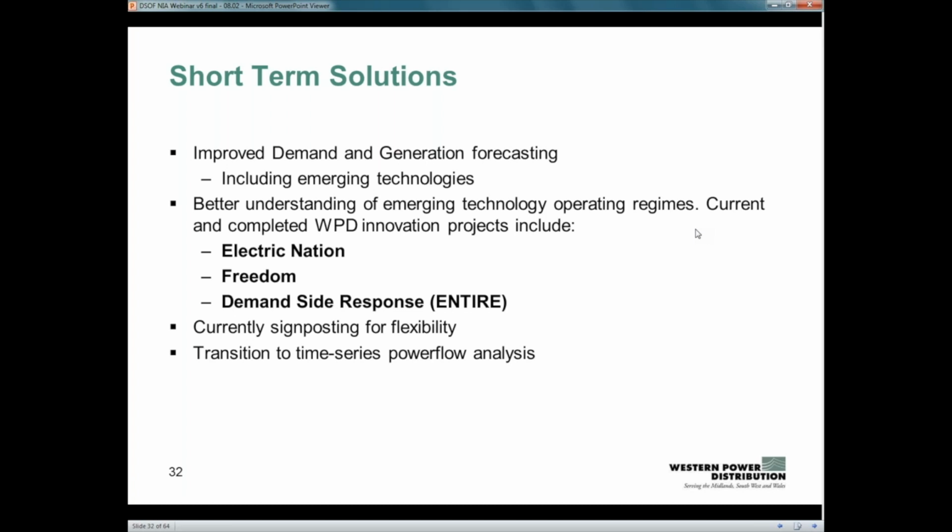So we've got a few projects that we're currently running, like Electric Nation, which has 600 participants looking at domestic profiles of chargers with 7 kilowatt chargers, and we're getting a lot of information out of that, which we're going to look to feed into our analysis. Freedom, as I mentioned earlier, is looking at, or has looked at, hybrid heat pumps and how they can transition the energy requirement onto the gas network at times of high demand. And demand side response is looking at the ability to use flexibility to alter loading to reduce the requirement for traditional reinforcement.